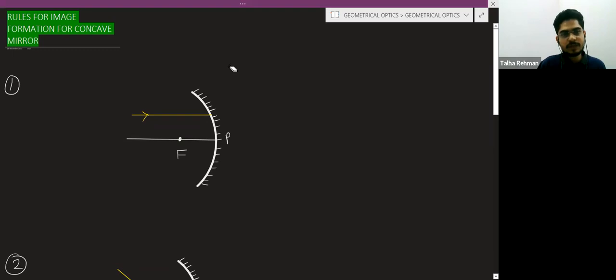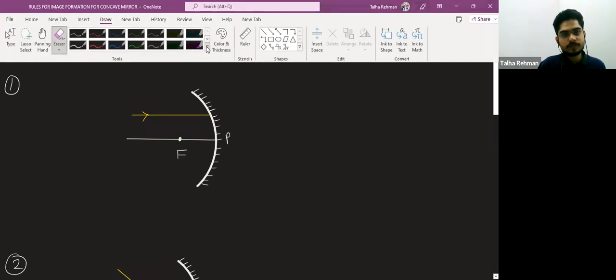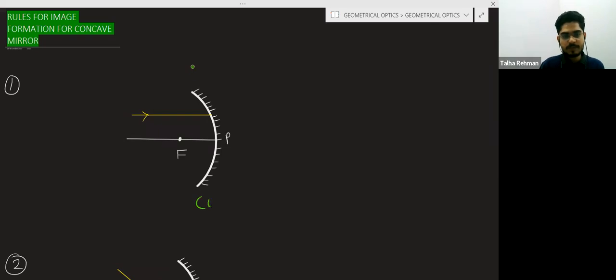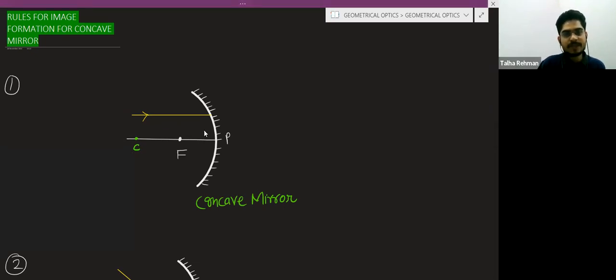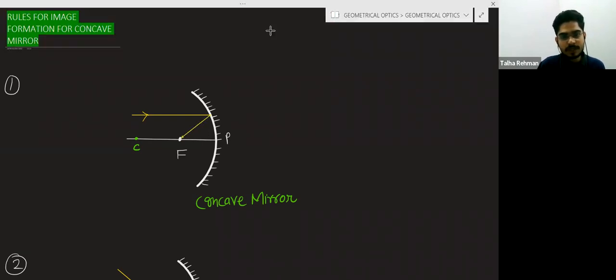So basically this is a concave mirror. Which mirror is this? This is a concave mirror, no? This is the pole, this is the focus, and somewhere here will be the center of curvature. And this ray of light is parallel to the principal axis. If this ray of light is parallel to the principal axis, it will always pass through the focus. So the first rule is this.